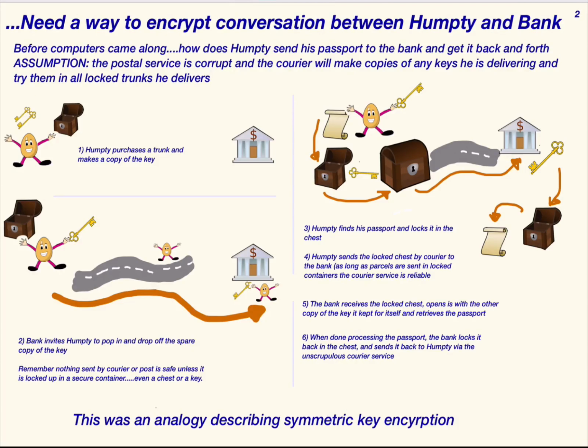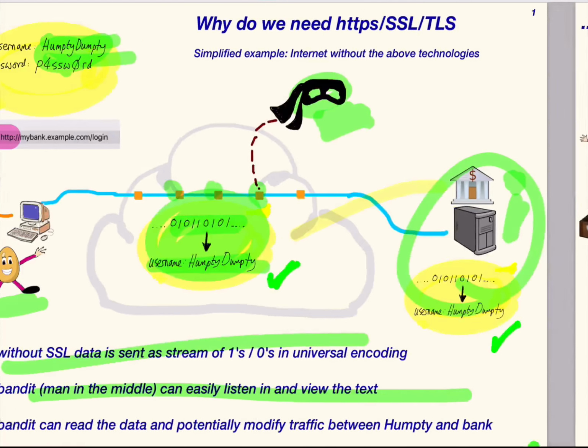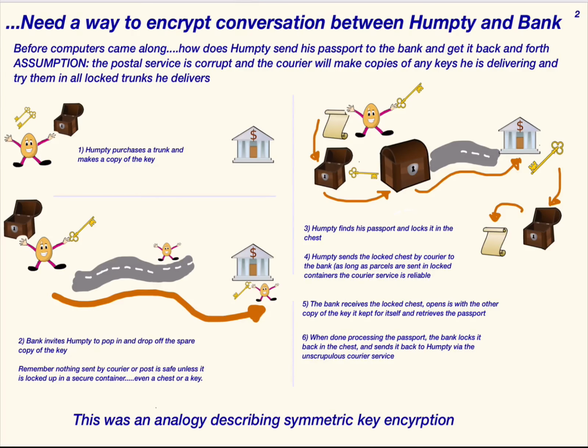Okay. Well, effectively, and also, by the way, avoiding Humpty having to go in person to the bank every time. So let's say he lives 500 miles away from the bank. It's a long way, and he doesn't want to have to go there every time.